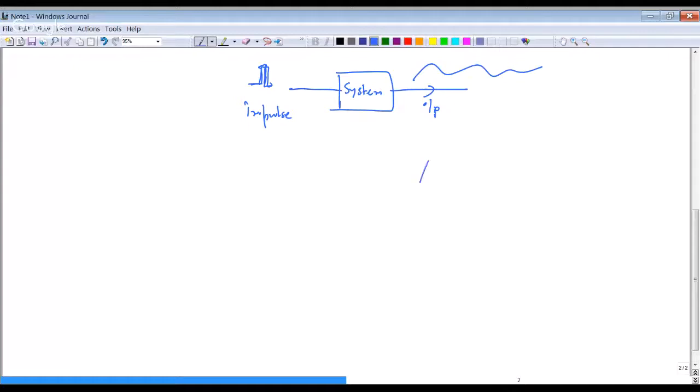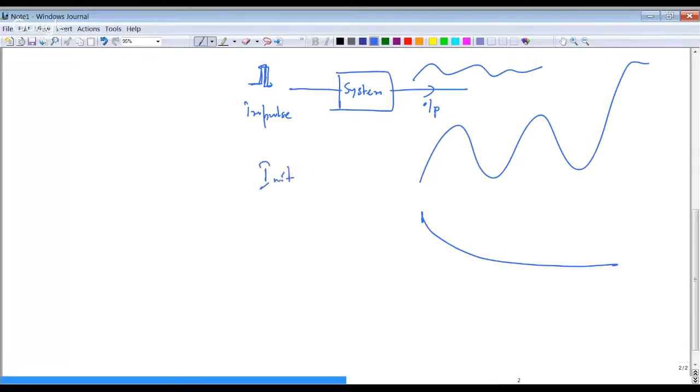It may be unstable, depending upon your initial conditions, or it might be stable and go to zero. It depends upon the initial conditions, right? So this is a basic theory here.